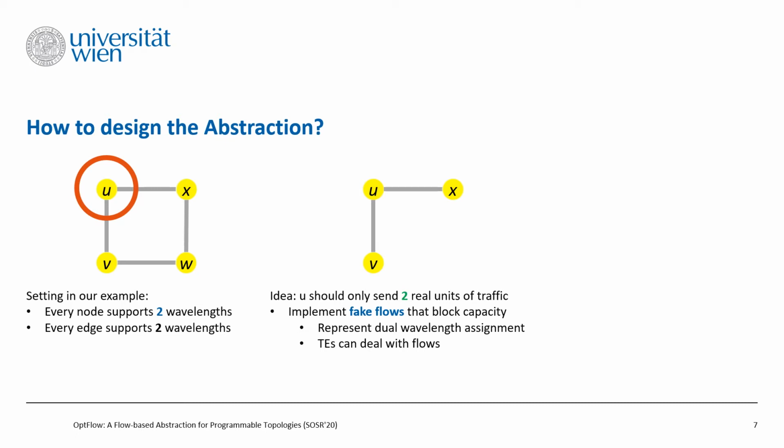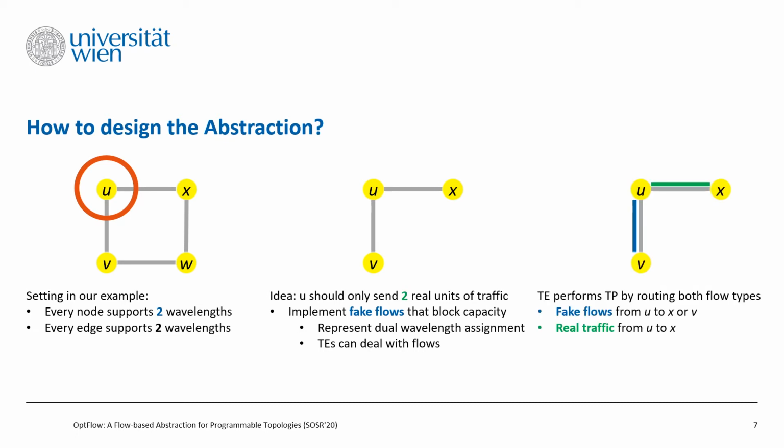And the idea here is that TEs can handle real flows, and so why not represent programmability as flows as well, which we can then give to the TE to solve. So to give you some intuition, what we will do is we'll say that U should have some fake flow that has to be sent to its neighbors. And then we also have the real traffic from U to X. And now we give both of these flows to the traffic engineering and ask it to assign them in some optimal way.